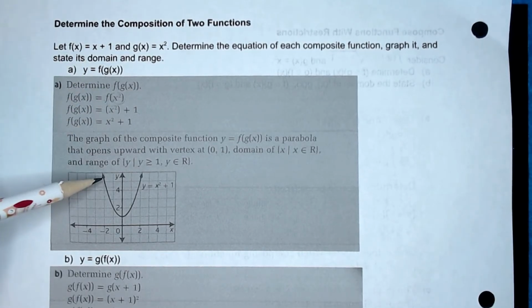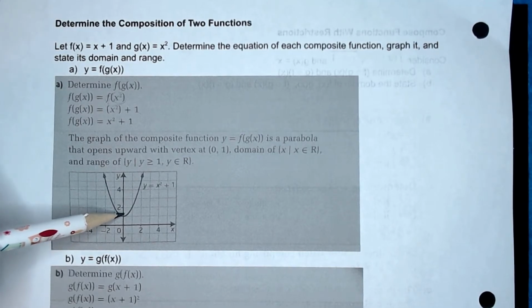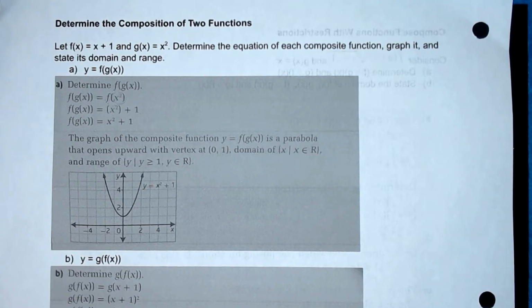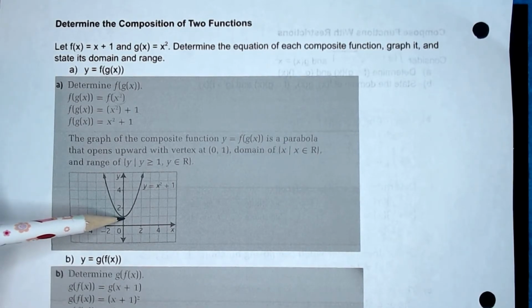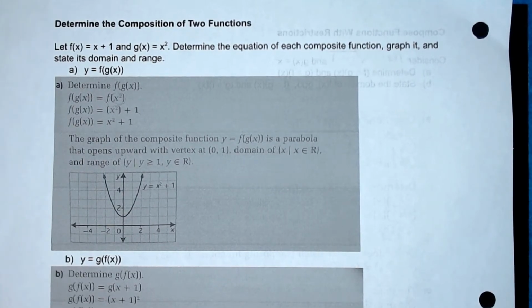So we just get this formula for this parabola. It's got a vertical shift up 1 unit, and then it's just a regular parabola shape where the vertex is at 0, 1. The domain, of course, is all real numbers, and then our range has to be greater than or equal to positive 1.